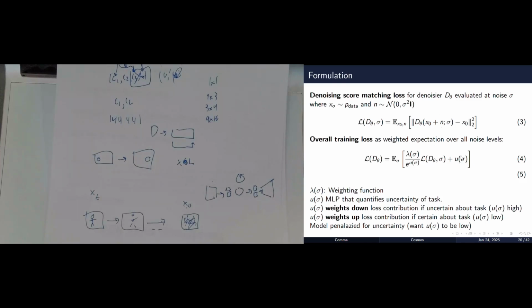And then we tack on the loss from mu of sigma to discourage the model from saying, oh, I can't classify anything, so I'm just going to output that I can't classify it, and then this is always going to be 0. Make sense?